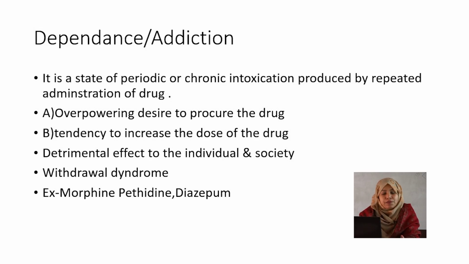What is addiction or dependence? It is a state of periodic or chronic intoxication produced by the repeated administration of the drug, and there will be an overpowering desire to procure the drug. There is a tendency to increase the dose of the drug, and there is detrimental effect on the individual and the society. And withdrawal symptoms occur. Examples are morphine, pethidine, and benzodiazepines like diazepam.